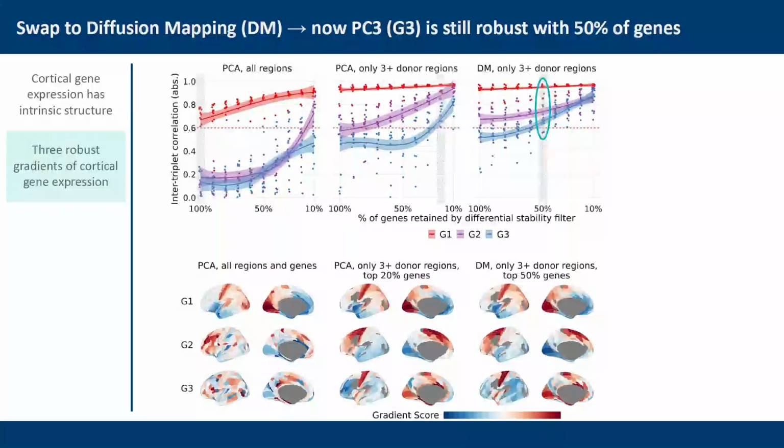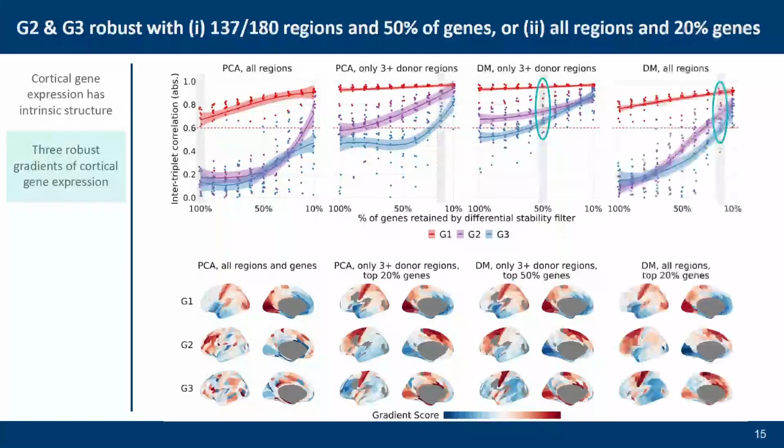And the exciting thing about diffusion map embedding is if we now relax that region filter, so we don't want these patches missing in the brain, yes, it gets worse, but not that much worse.